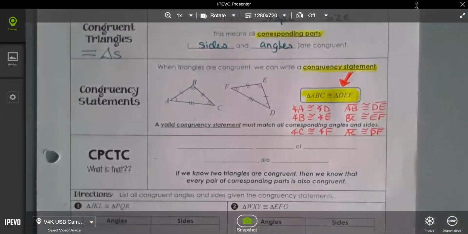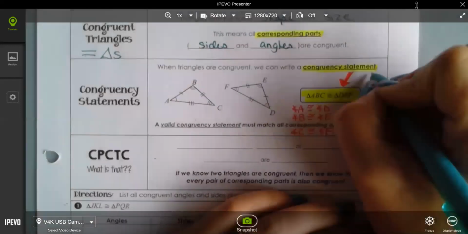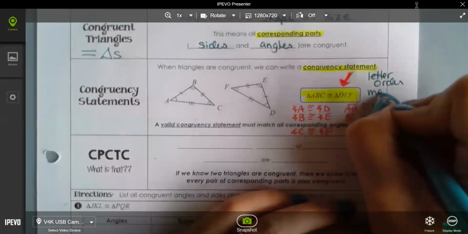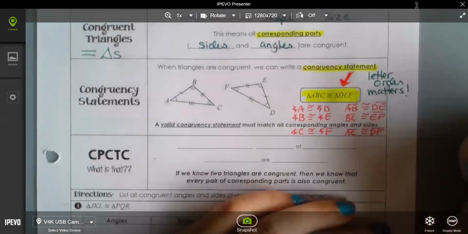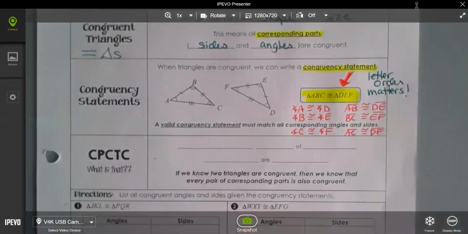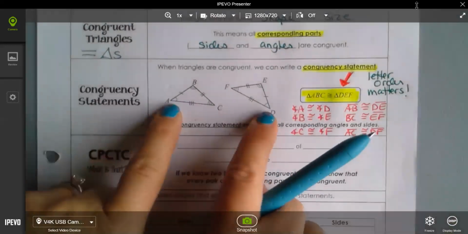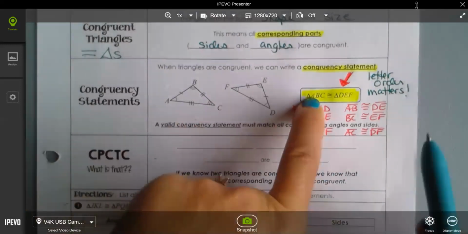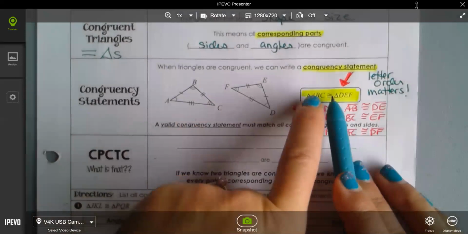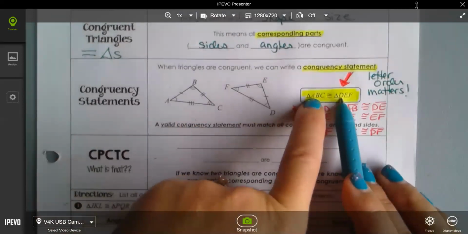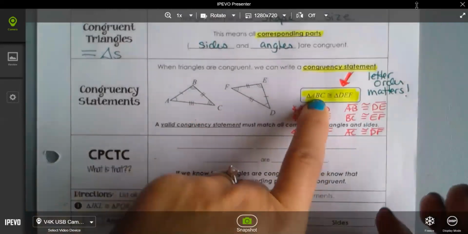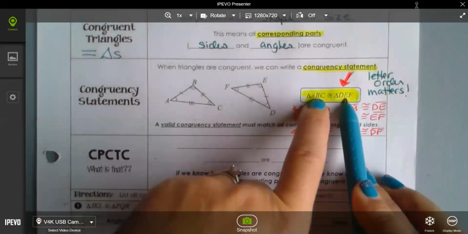Now, I need to point out more things to you. When you write a congruency statement, the letter order matters. You have to get your letters in the correct order. So remember how I did the arcs and I said that A and D go together? Watch what happens. A is the first letter in the triangle. D is the first letter in the triangle. Those two angles have to match up with one another. And then I said that B and E was the same. Look, B is the middle letter, E is the middle letter. Okay, they have to go in the same order.